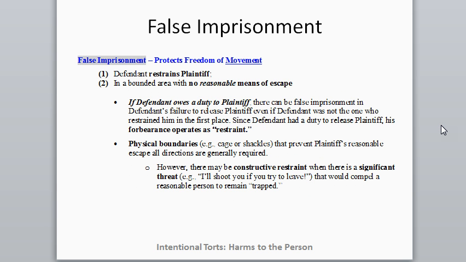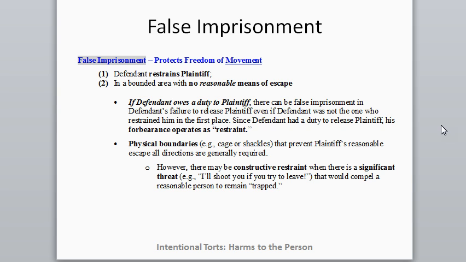False imprisonment. This protects freedom of movement. Everybody is entitled to move freely. And if that's violated, the person responsible for that is liable to you for false imprisonment. What are the elements? Defendant restrains plaintiff in a bounded area with no reasonable means of escape.